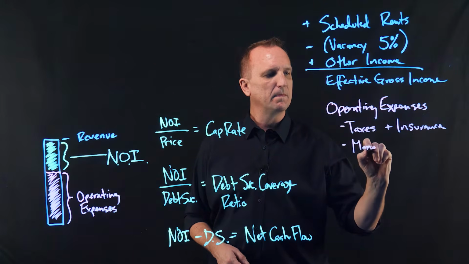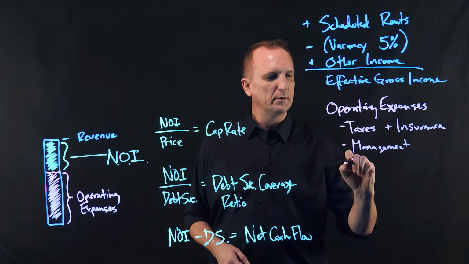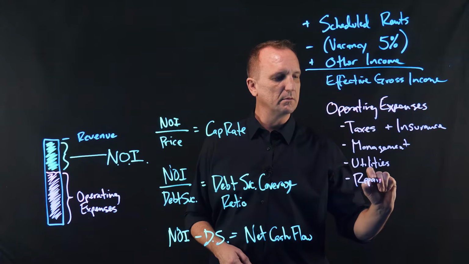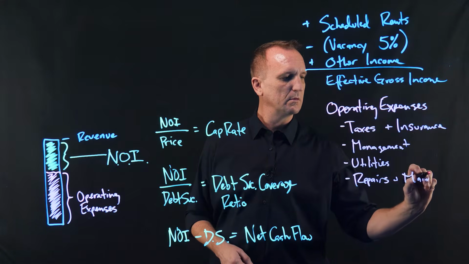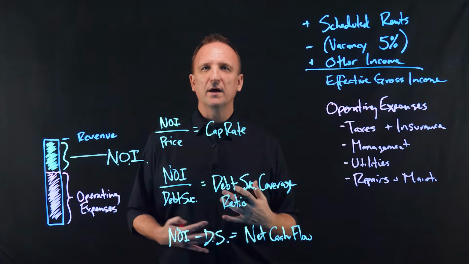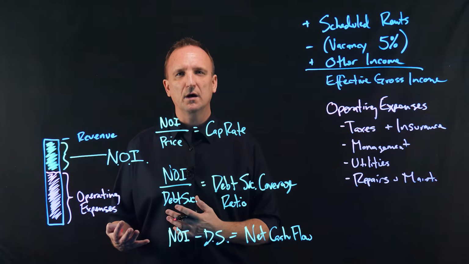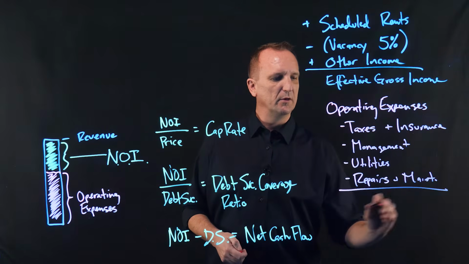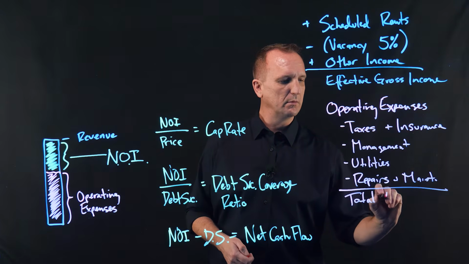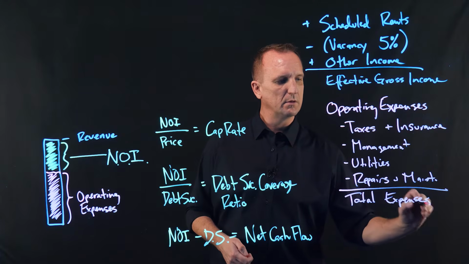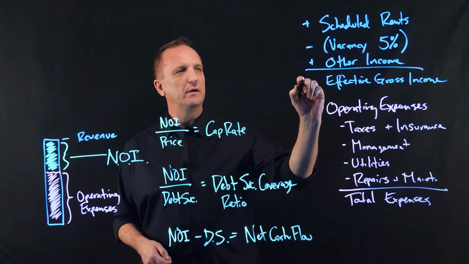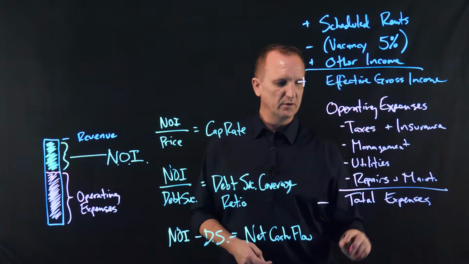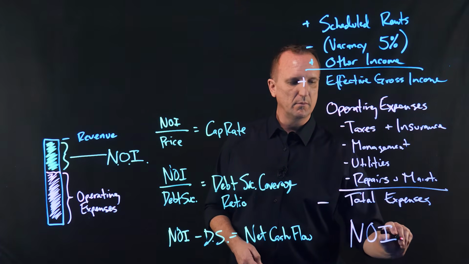property management, utilities, repairs and maintenance, anything that is necessary to operate the property along with collecting the rents, considered operating expenses. Those would be our total expenses. And then if we take our effective gross income minus our total operating expenses, we get our NOI.